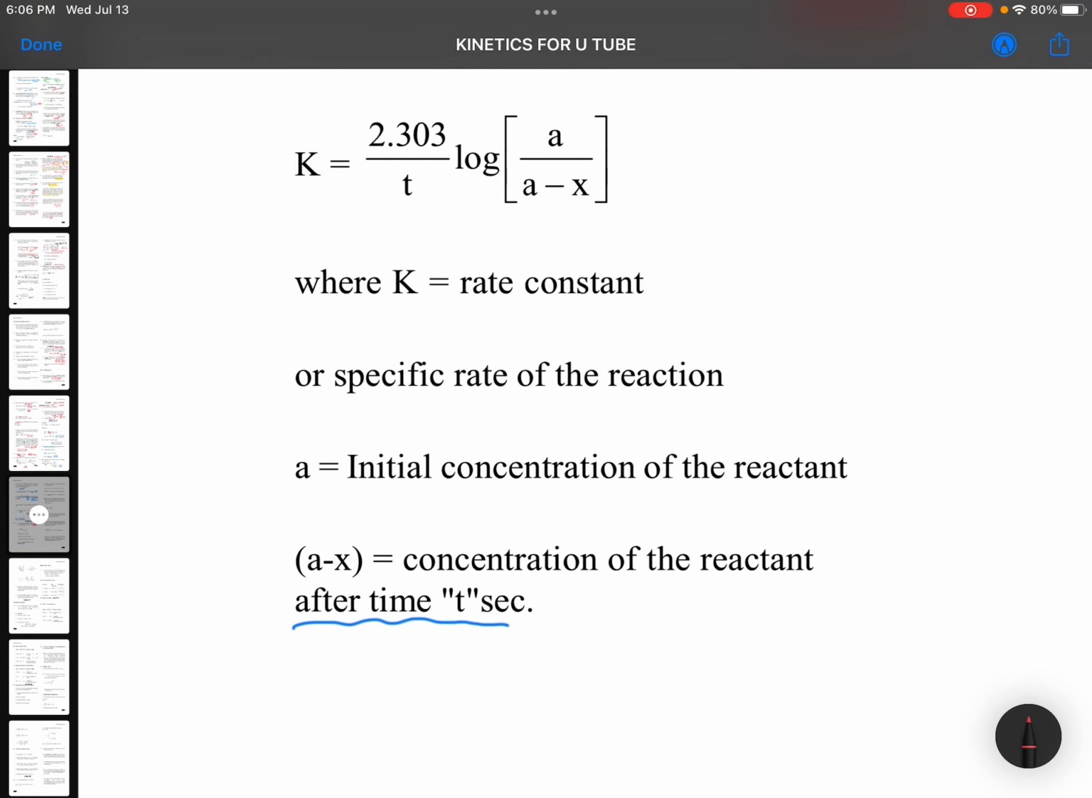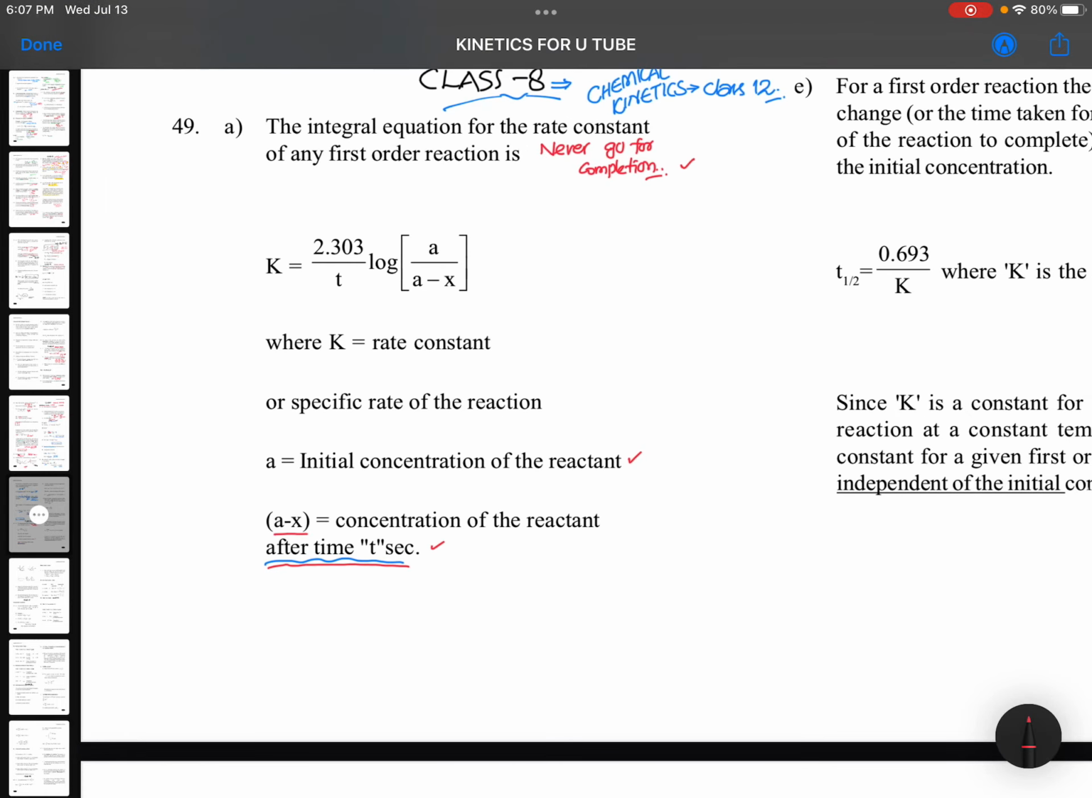The formula is K is equal to 2.303 by t log a by a minus x, where a is the initial concentration of the reactants. a minus x is the concentration after t time. Whatever the time is, after t time, that is a minus x. t is time, K is rate constant. We know about that very well.